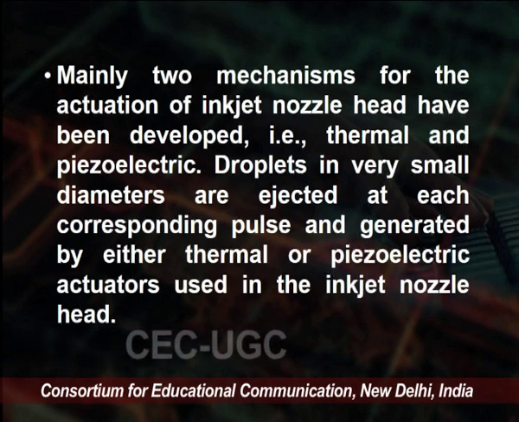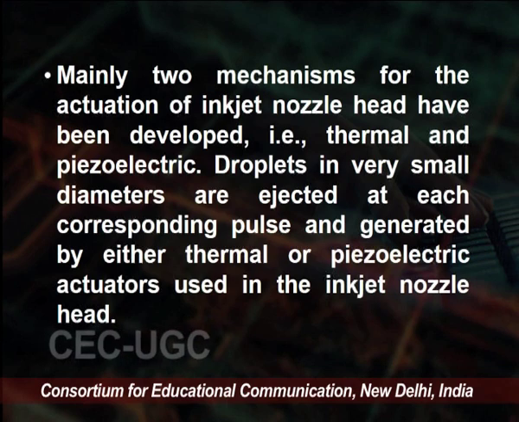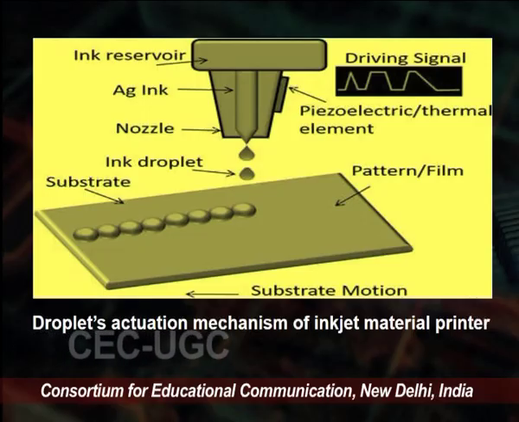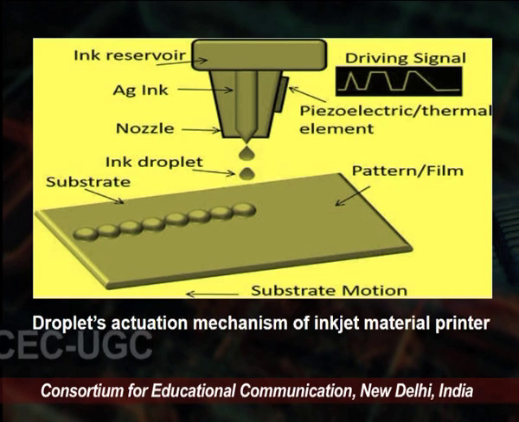In the inkjet nozzle head, we use two types of pulses, one because of the thermal, second is the piezoelectric. So, in the schematic we show the mechanism of droplet ejection in the thermal and piezoelectric inkjet material printer. Typically the nozzle diameter used for the inkjet head ranges from 10 to 150 micrometers, and the ink volume capacity is 3 ml. So, you see on the screen, this is the most common droplet actuation mechanism of the inkjet material printer.